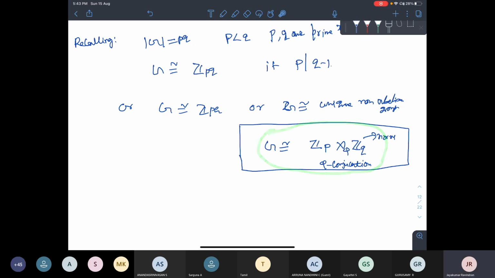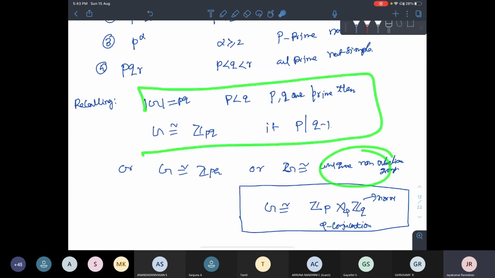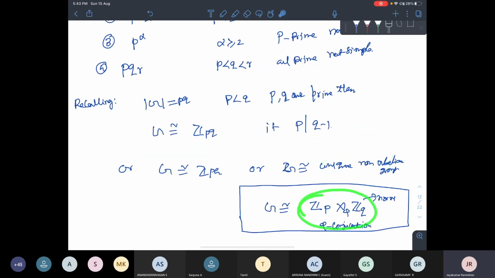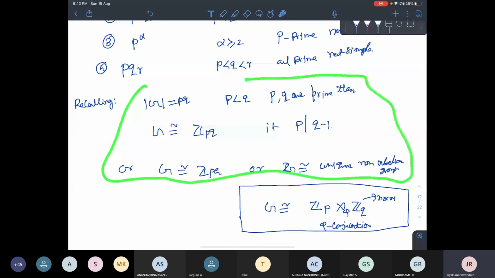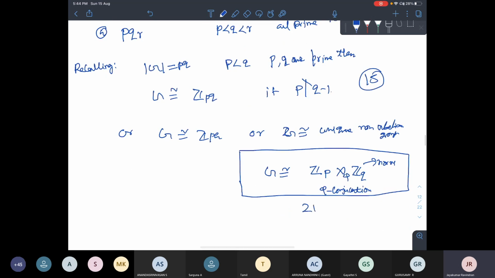So there is one unique non-abelian group. This is an excuse of recalling, and I told you the structure. It is my duty to tell you the structure, but that is not the important part. I recalled the thing: if P does not divide Q minus 1, there exists only the cyclic group. For example, 15. Another example is 21.